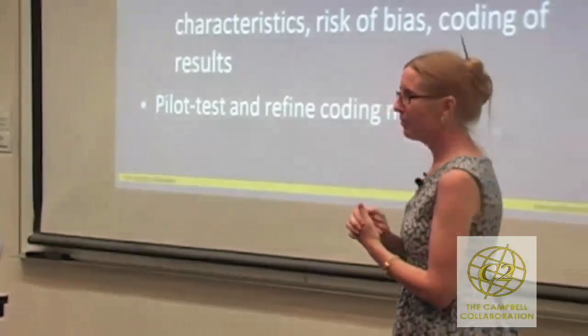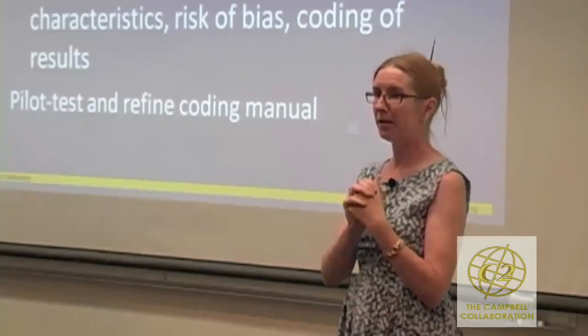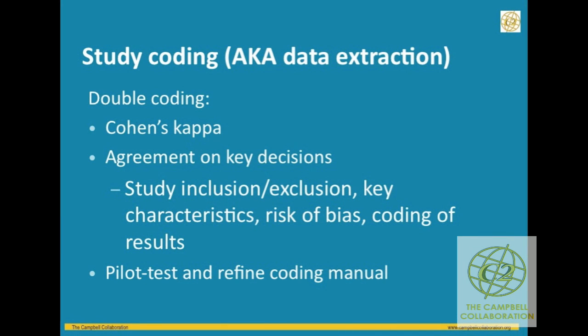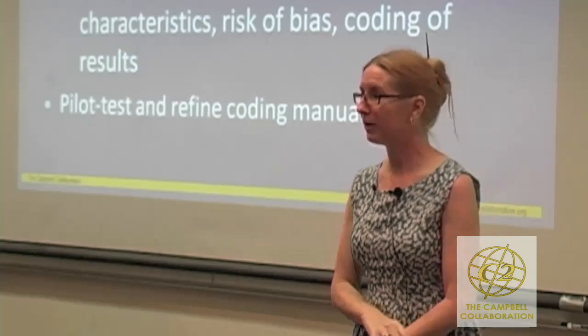Operationally, double coding is important, especially when you're talking about things like implementation, where it's hard to get reliable and different people are going to see different things. So having 2 people code is important. And having people reach agreement on the key decisions is important, like whether you're going to exclude or include a study, or what the risk of bias items are, or the effect sizes. You want to make sure those are right.